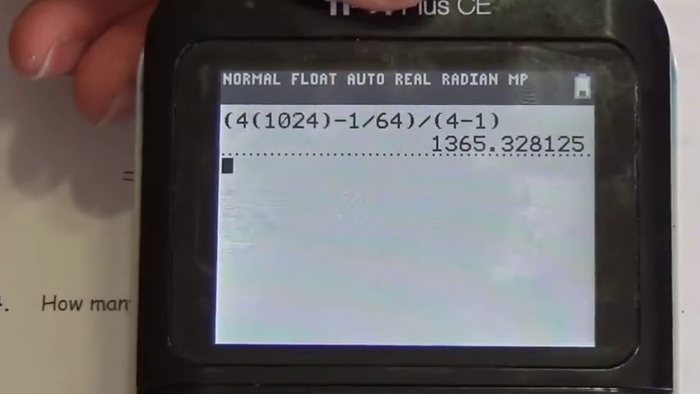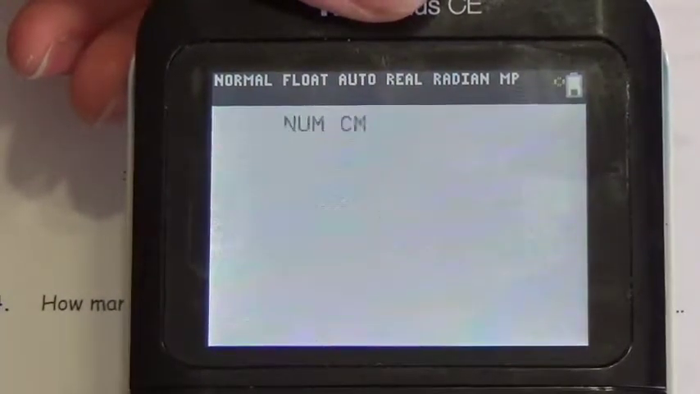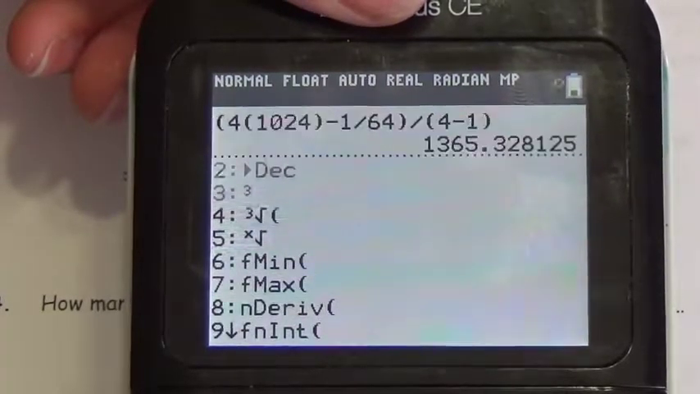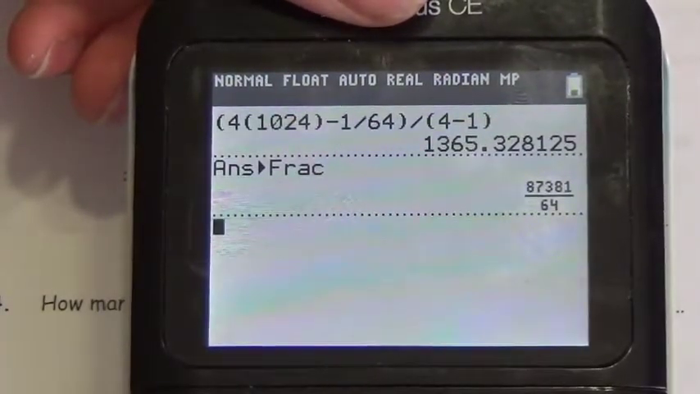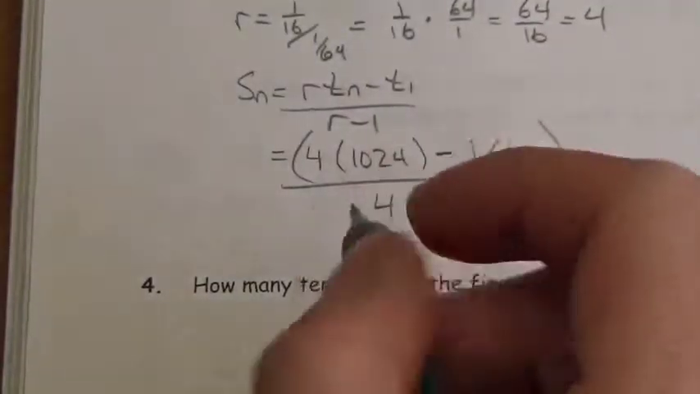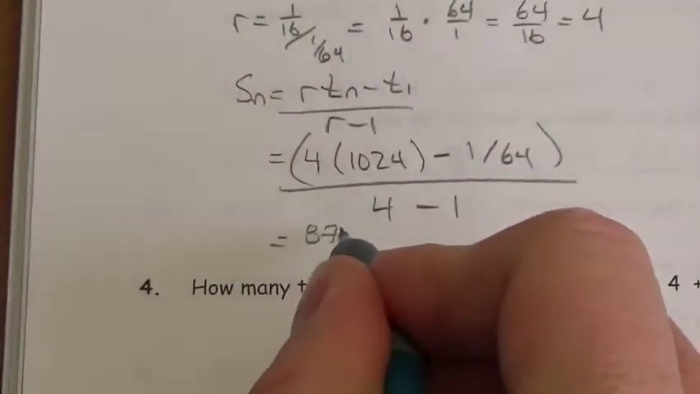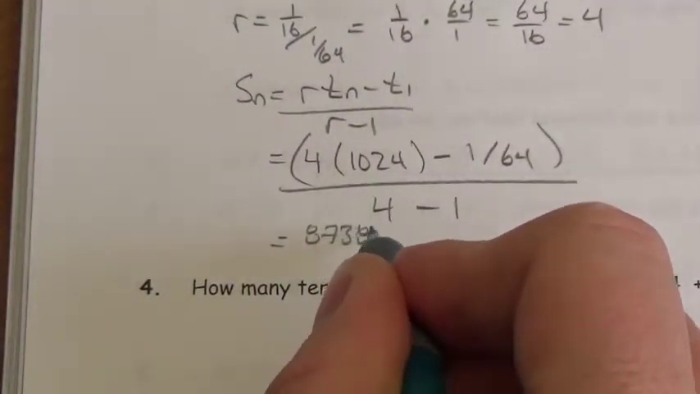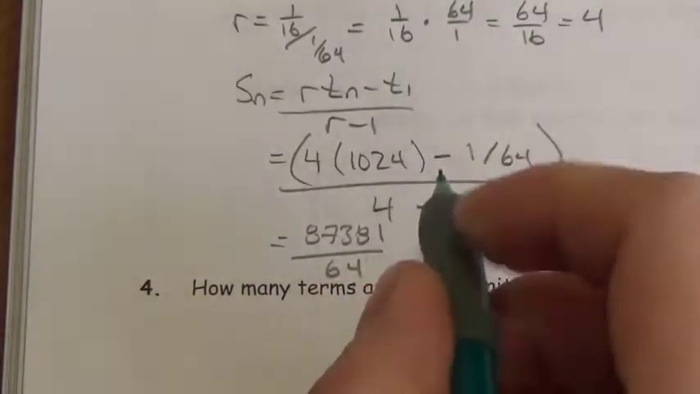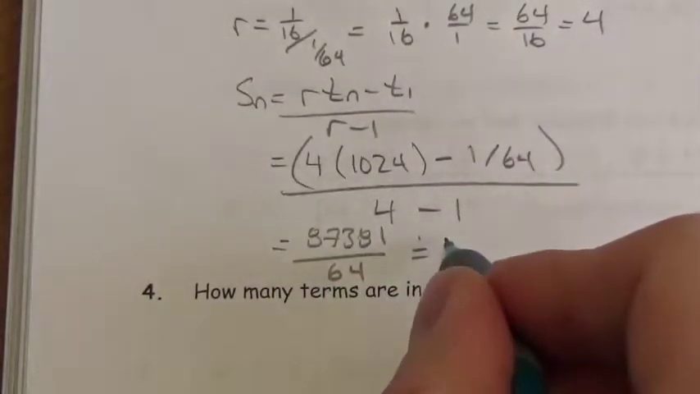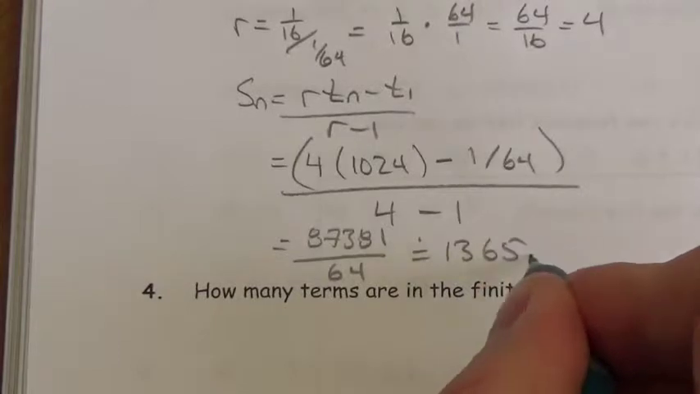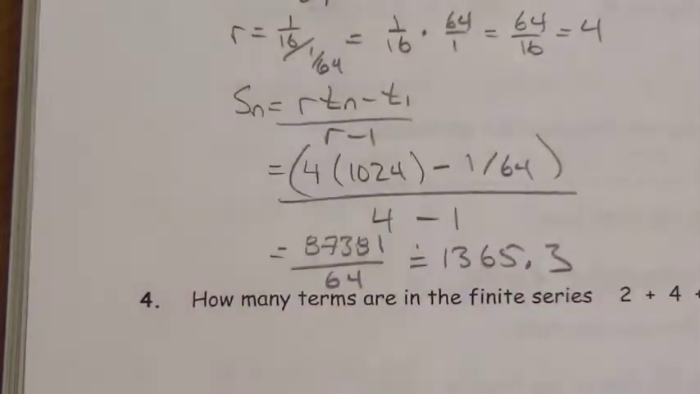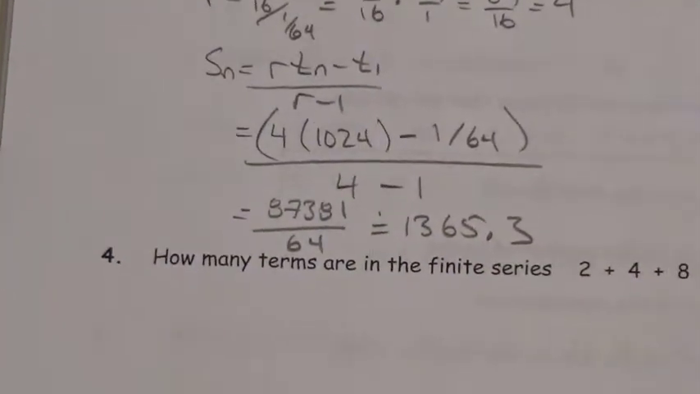Oftentimes, we're going to see if we can put that into a nice fraction. So let's press the math button, go to the fraction. Okay, well I'm getting kind of an ugly fraction. 87,381 over 64, which is approximately equal to 1,365.3. Okay, that was a little bit of a crazy number, but that's okay.